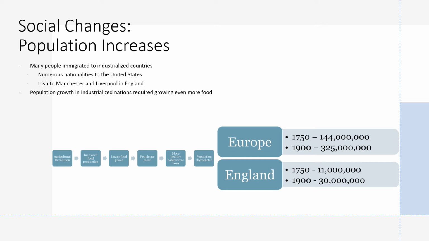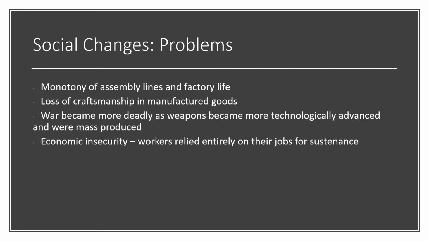Europe, 1750, 144 million people. 1900, 325 million. In England, 1750 had 11 million people. By the beginning of the 20th century, 30 million people. It's all about the numbers and the change that this would bring about. But as always, when you have change, there are problems.